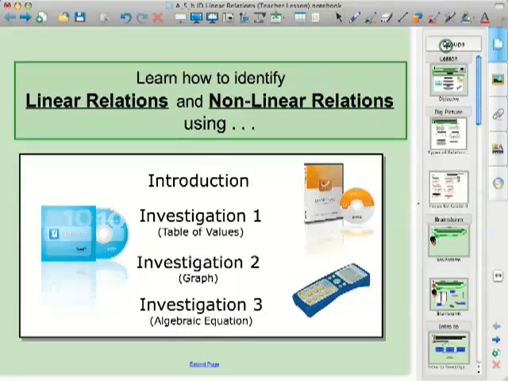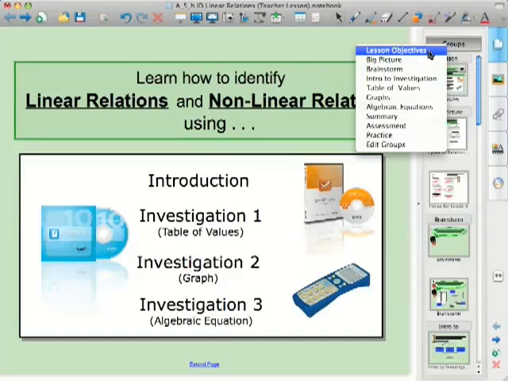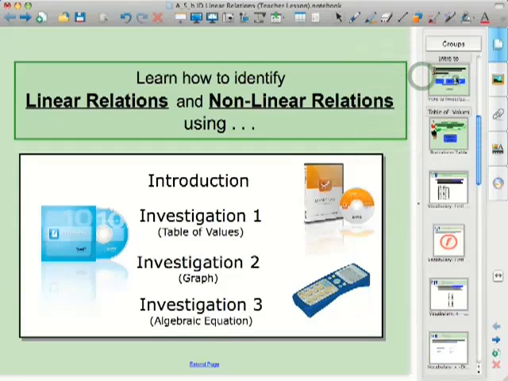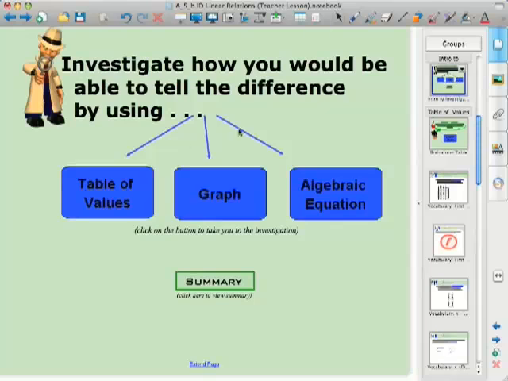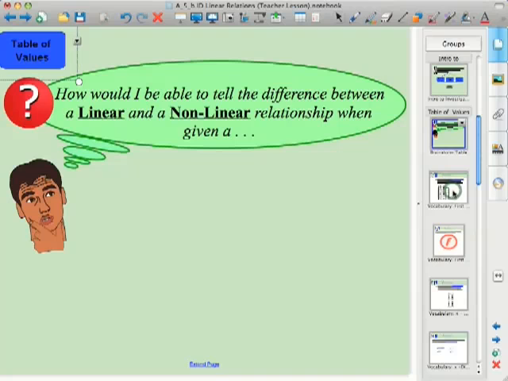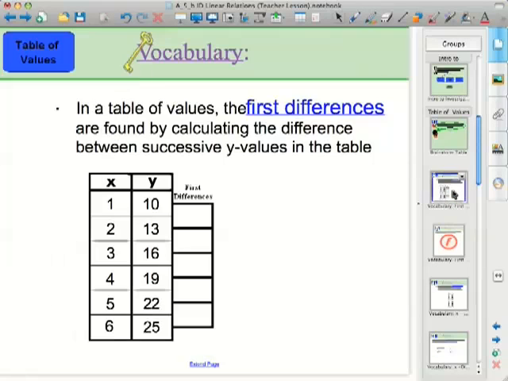I already went through the introduction in a previous video that you might have watched, and now I'm ready to do the first investigation, which is using a table of values to identify the difference between a linear and a nonlinear relation. What I always do is start off with some vocabulary, going through some of the words they're going to be seeing in this lesson. For this investigation, they need to know what a first difference is, and I'll demonstrate for them how to calculate the first difference.